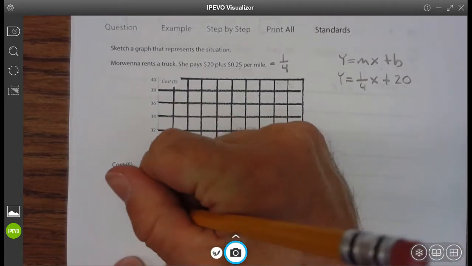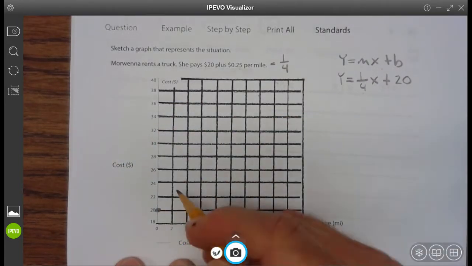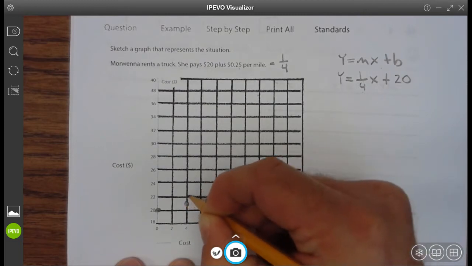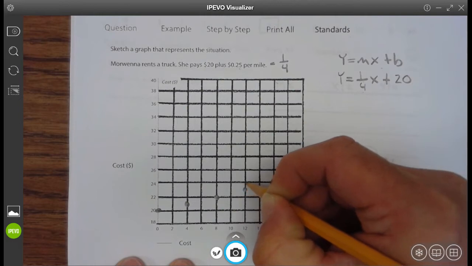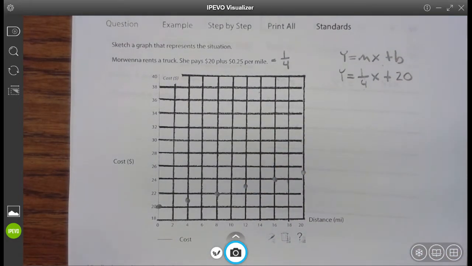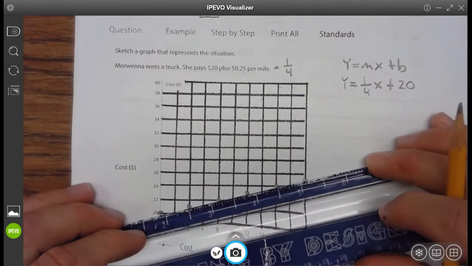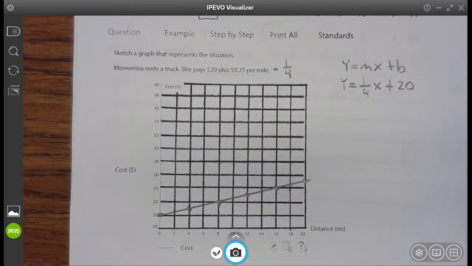Okay, so we start at (0, 20). And our slope is we go up 1 to the right 4. So we go up 1 to the right 4, and repeat. All right. Go and finish up example 3.